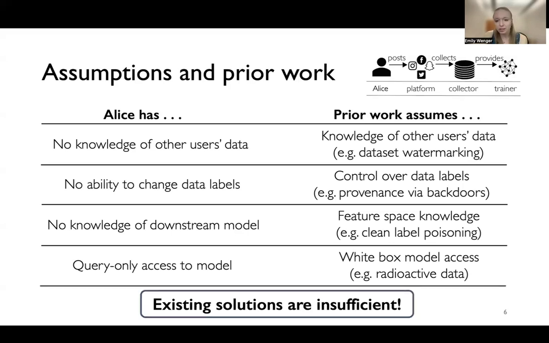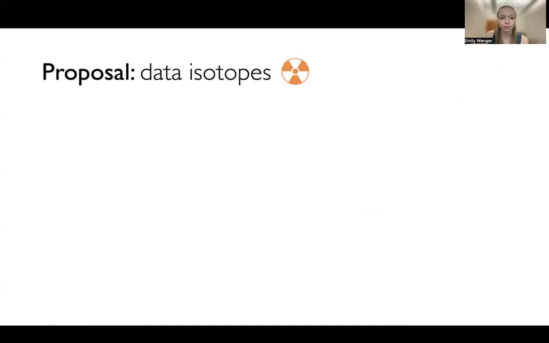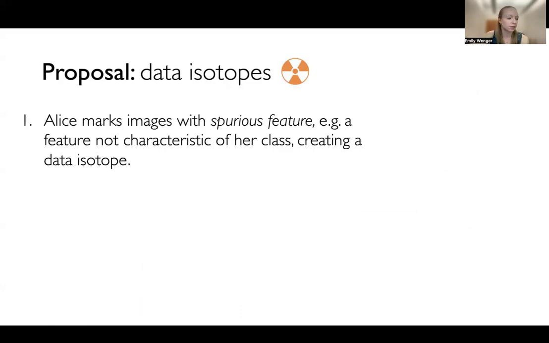All of this together means that existing solutions are insufficient and assume too much power on Alice's behalf, which motivates us to design our simpler solution with much fewer assumptions. So specifically, data isotopes work as follows.